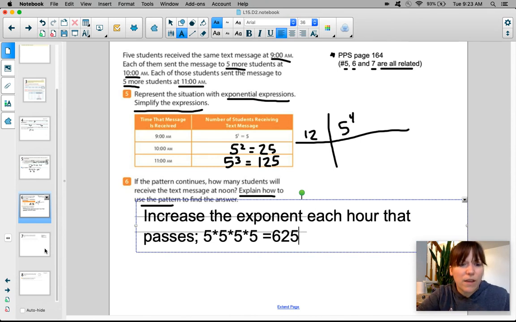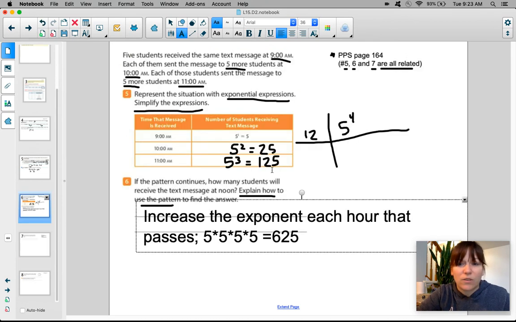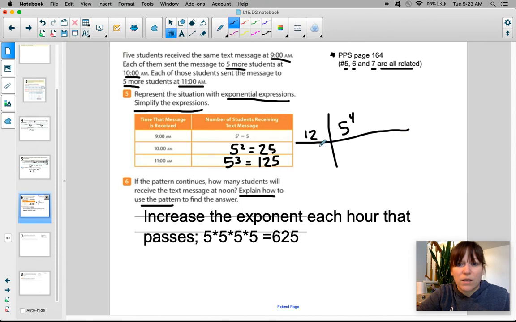So number 7 actually asks us to continue the pattern and then find the time that we will get the answer of 15,625 and explain how you know. So I know this was optional, but if you were up for the challenge, great. We're going to continue this. This is 625, okay? And then we're going to just continue the pattern.